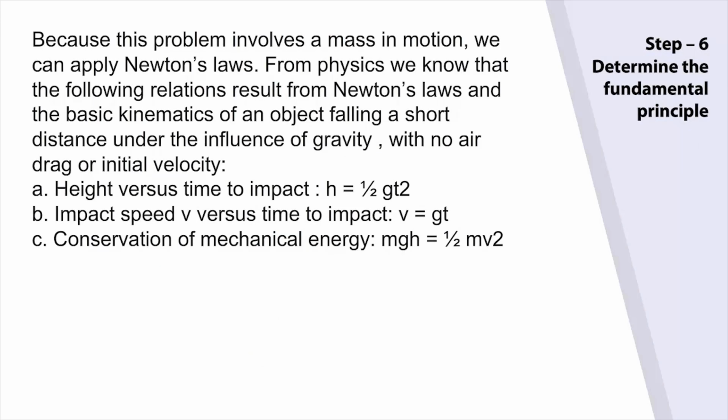Step 6 is determining the fundamental principle that is applicable to solve the problem. As the problem involves a mass in motion, we can apply Newton's laws of motion. Following are the relations that we know from basic kinematics for an object falling a short distance under the influence of gravity, with the assumption of no air drag and zero initial velocity. So basically we have height versus time to impact, that is h is equal to half g t squared. Then we have impact speed v versus time t to the impact, that is v is equal to g t. And then we have the conservation of mechanical energy law, that is mgh is equal to half m v squared.